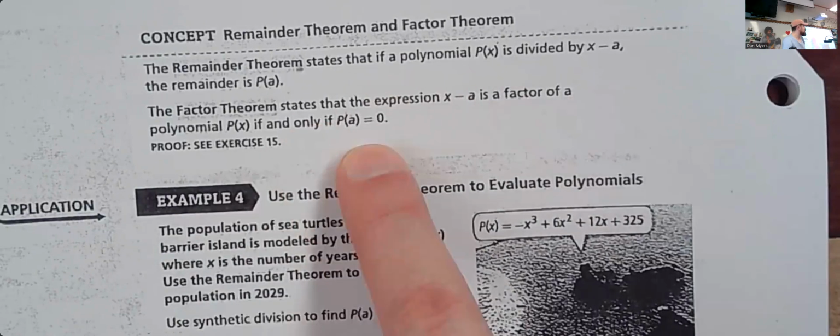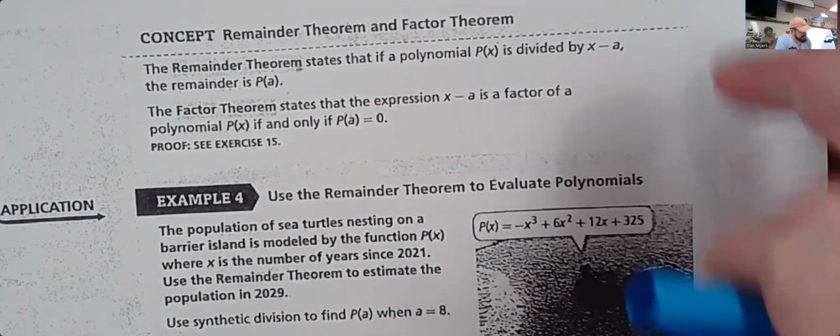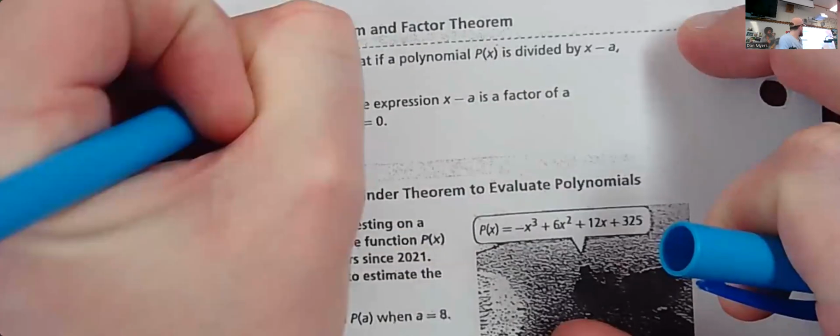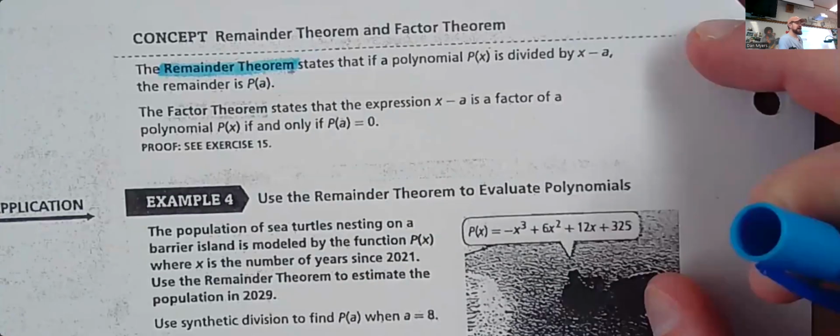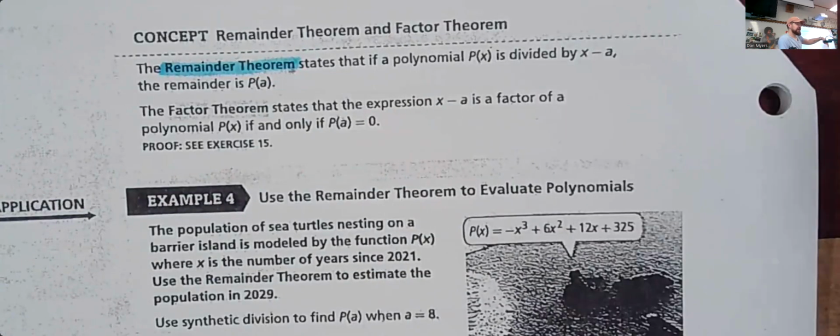And then we also saw, we talked about this yesterday, but we didn't name it. So the remainder theorem says that if you have a remainder, that is the y value of the function given a value of x. That's what we did at the bottom of the page yesterday.